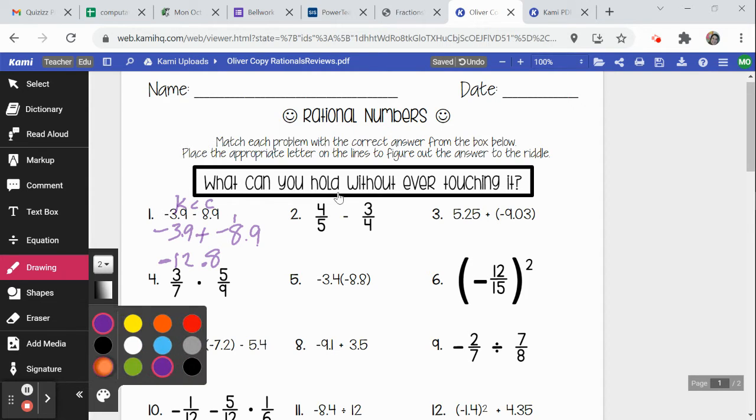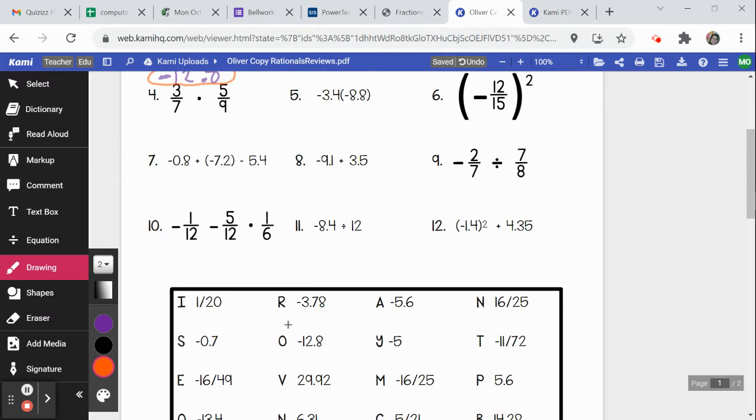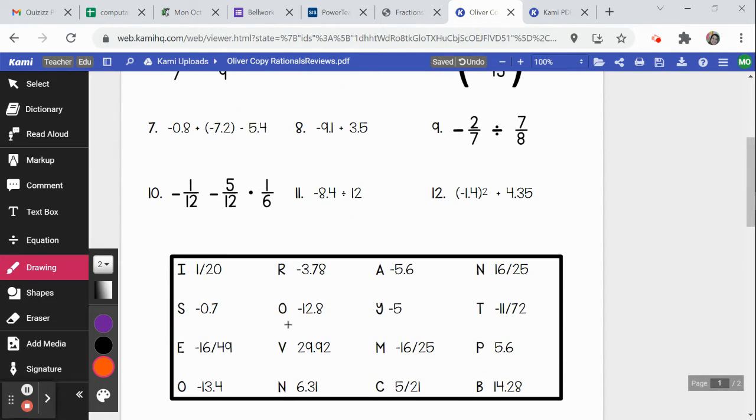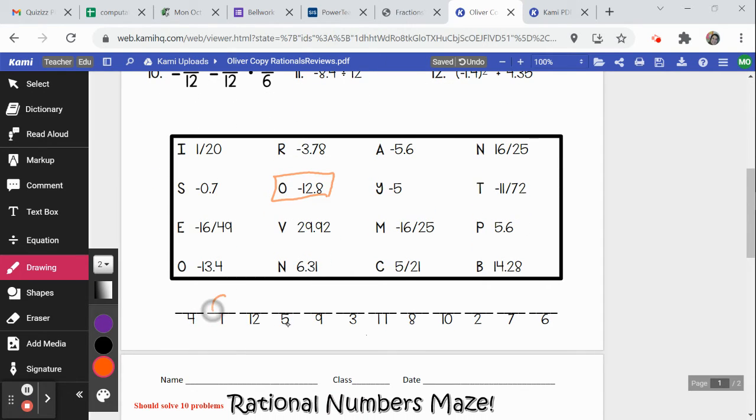So then the next thing you have to notice is this says problem 1. This was our answer to problem 1. So we have to find that answer below. And it's an O. So at problem number 1, we're going to put an O.